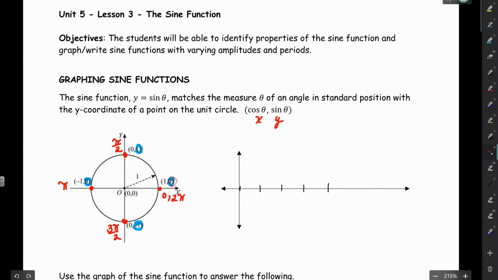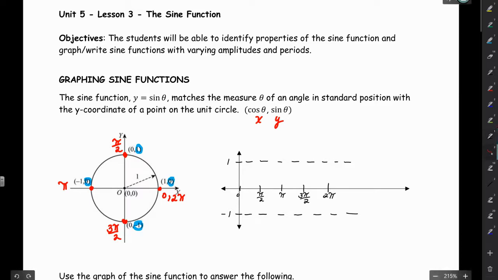If we look at those values, we've got 0, 1, 0, -1, and 0. The values go up and down between 1 and -1. We start at 0, we go to pi over 2, pi, 3 pi over 2, and then 2 pi. When I sketch a curve, I usually do a dashed line to show the max of my curve as a guideline, and I'll do a dashed line at the minimum as well.